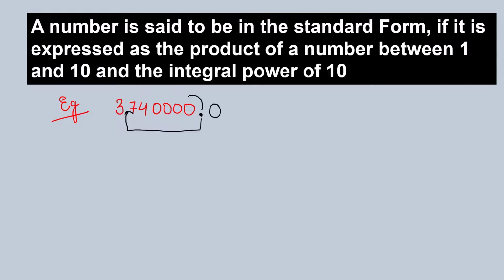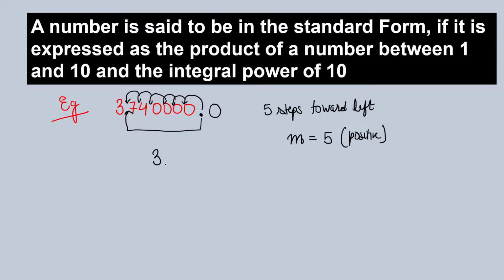So how many steps are you taking towards left side? 1, 2, 3, 4, 5 and 6. This is the position of decimal. So 5 steps taken towards left. Hence our integer is 5, positive. So standard form will become 3.74, remaining are 0, so no need to put these zeros, 10 raised to the power 5.